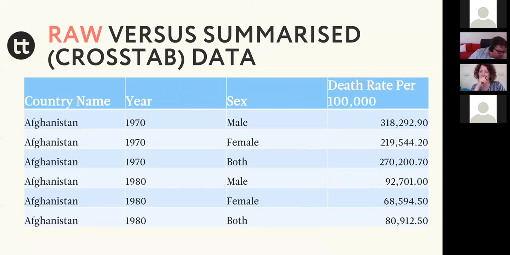But there is a question. In the raw data slide, the figures are a bit confusing. For example, in the case of Afghanistan, over 300,000 deaths per 100,000. Is it on purpose, and does it have an explanation?